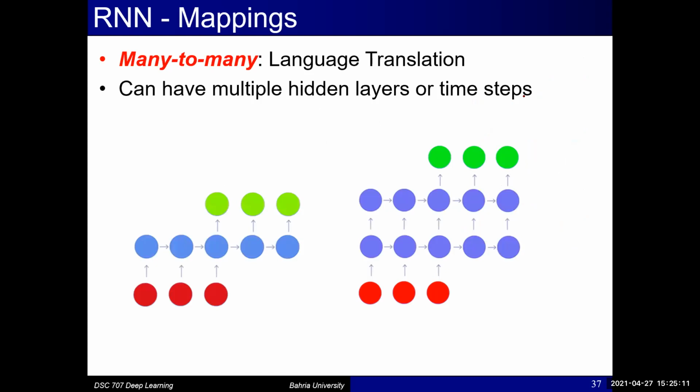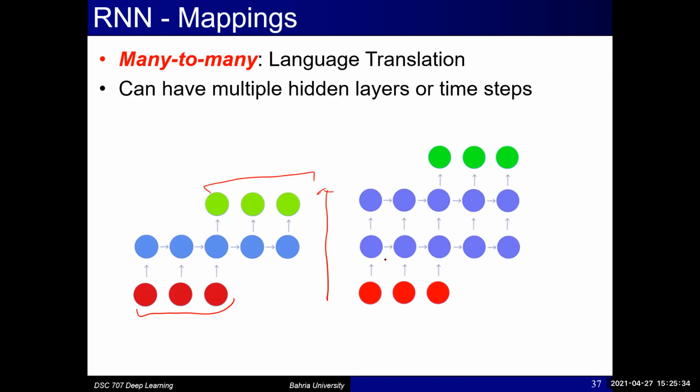Now the generalized form is called many to many mapping. The classical example is language translation, where input is a sequence. You feed maybe 3 words and you expect the translation in another language. In all the examples, this blue is showing us the hidden layer. In all the previous examples, we are only using one hidden layer.